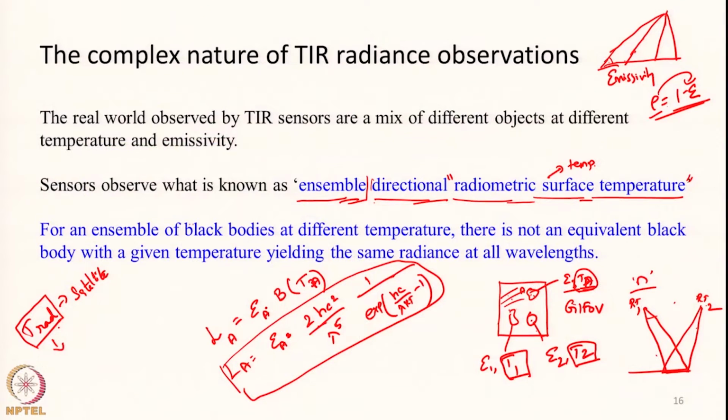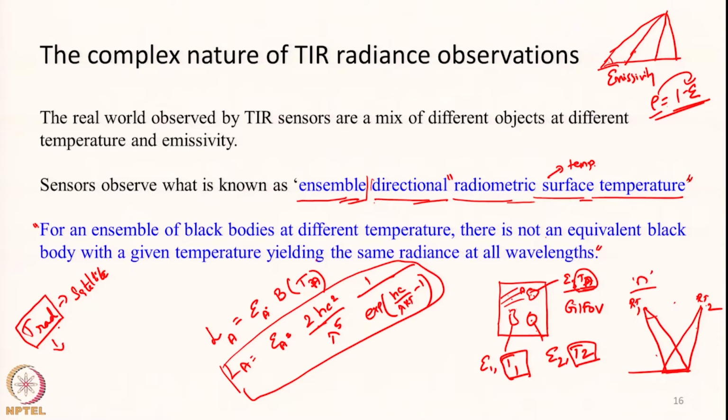And one more important fact that I should emphasize is, let us look at this particular slide. For an ensemble of black bodies at different temperatures, there is not an equivalent black body with a given temperature yielding the same radiance at all wavelengths. So, this may look confusing in the first go, but if you try to understand the particular meaning of this, what does it mean?